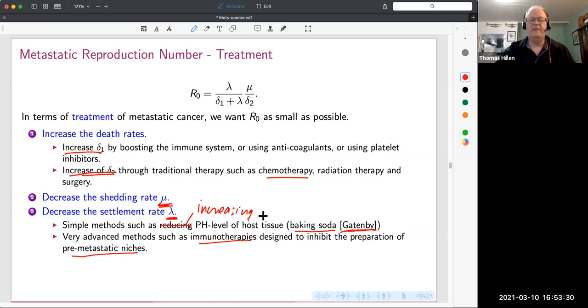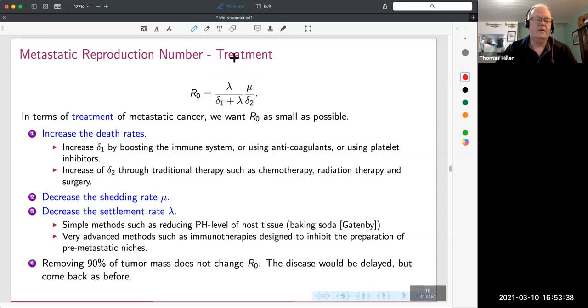But I think this little simple formula actually can give a very good guideline of what treatment should look for. It also tells you that if you reduce 90% of the tumor mass without changing R0, then not much is gained, right? You delay the disease, but it will grow the same way as it did before.